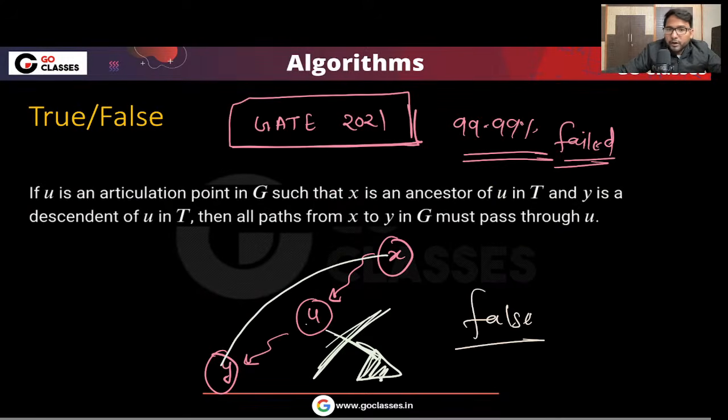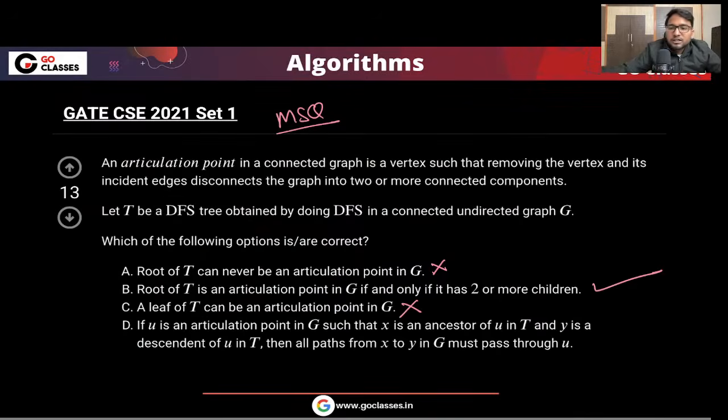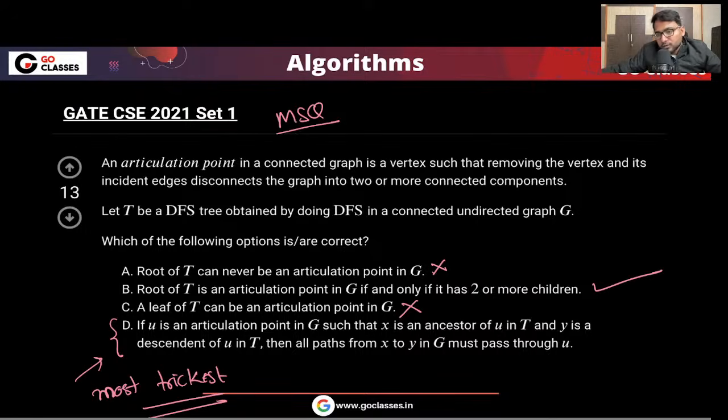If u is an articulation point such that x is an ancestor of u, then all of its subtrees must have a back edge to an ancestor? No, there may be a different subtree that is making it an articulation point, right? So actually, this particular statement was the trickiest one. So this is also false. We have seen this. This was the trickiest one actually. I hope you understood.